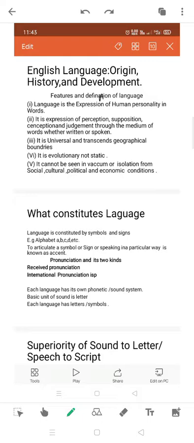Now let us discuss what constitutes language. There are many mistakes in the slides, I beg pardon for that, and I'll correct them in the future.